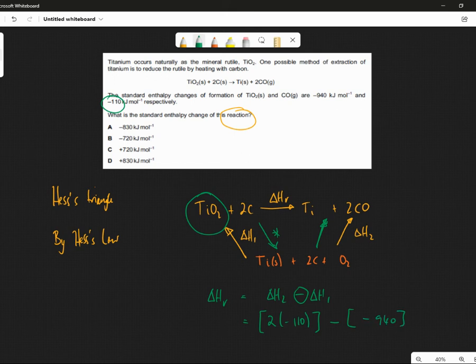All right, and I'm going to use a calculator there. Maybe you're quicker than me. I get 110 times 2 equals that. That's going to be minus 220. Minus 220 plus 940. So I get 720 because this is a negative and this is a negative. So I end up with plus 720 kilojoules per mole.